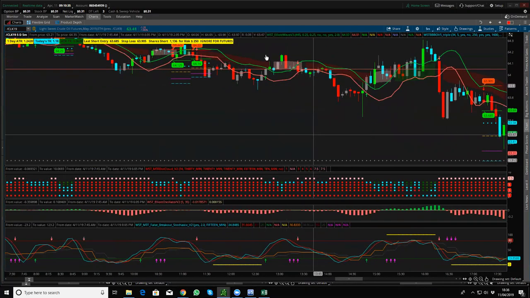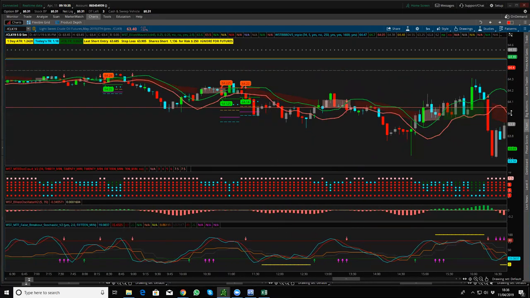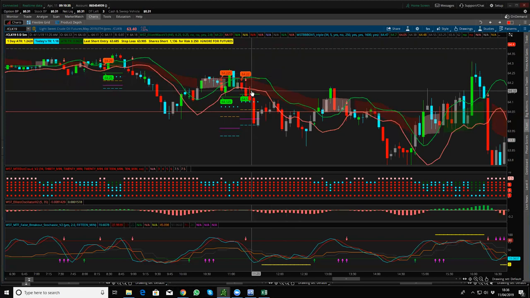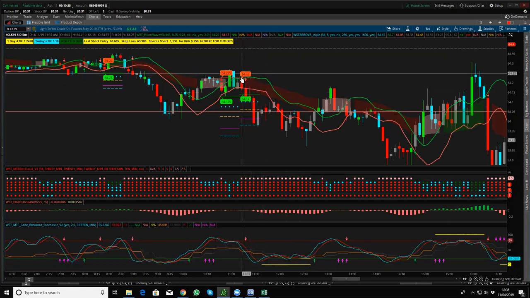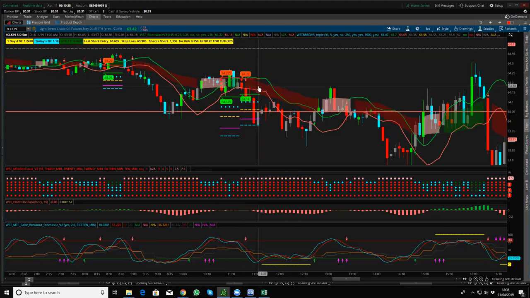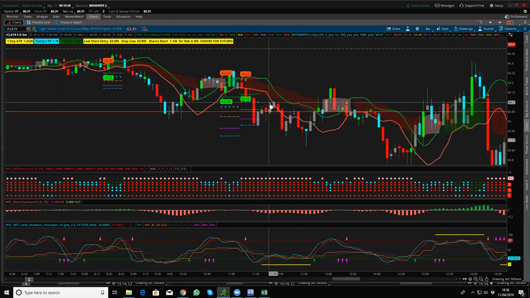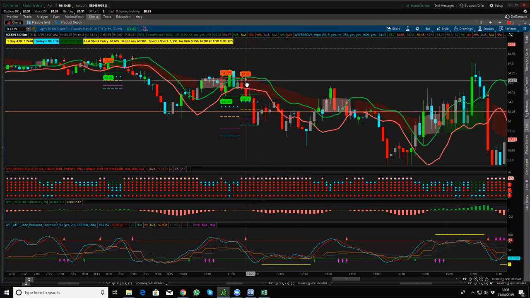Let's look at here. When we get this signal, we get the signal here. We didn't quite get the yellow false breakout there. We're all red on the multiple time frame dot cloud. But you know what? Once we get into there, we're going. Now, this is where it comes in.